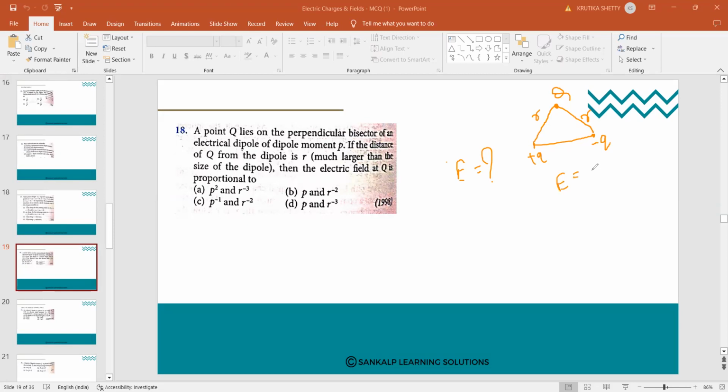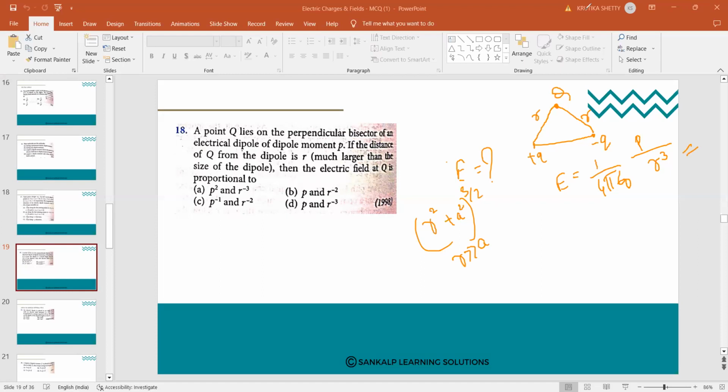So in short, the electric field due to the dipole on the equatorial line, from the derivation, is 1/4 pi epsilon naught times P divided by R cube. Actually, what comes in the denominator, girls? It is (R square plus A square) to the power of 3/2. But what do they say in the question? R is much greater than A, so in the denominator only R cube comes. Yes. Now look at the options: P square and R to the power -3, P R raised to -2, P raised to -1 R raised to -2, then P R raised to -3. This is A, B, C, D.